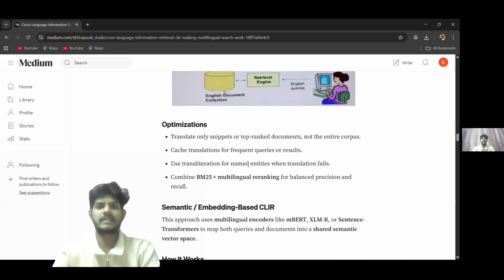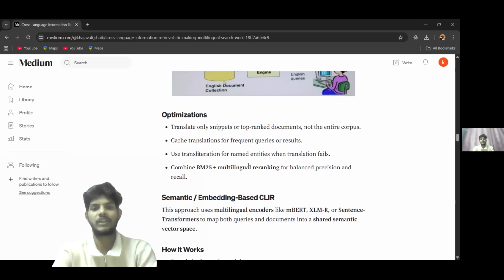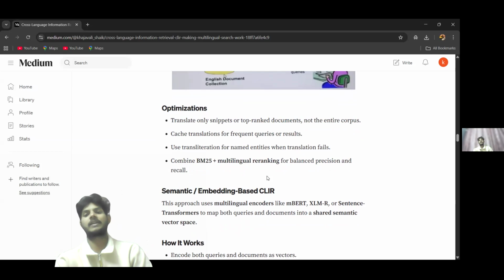Optimization. Translate only snippets or top ranked documents, not the entire corpus. Cache translation for frequent queries or results. Use transliteration for named entities when translation fails. Combine BM25 plus multilingual re-ranking for balanced precision and recall.